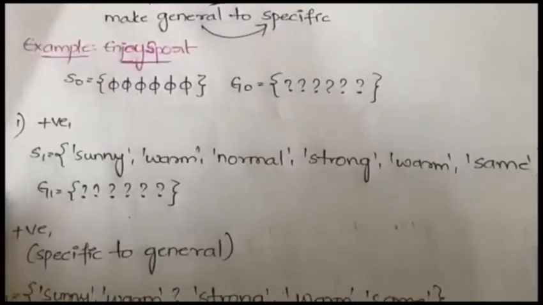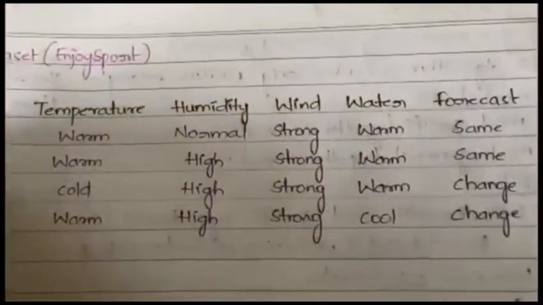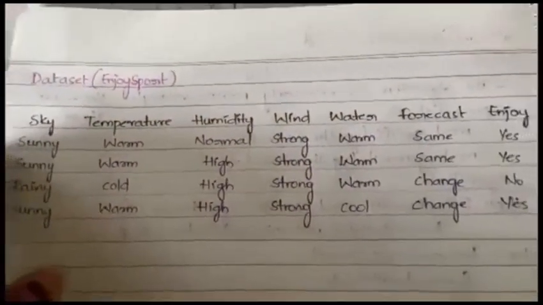So in this example, if you see, we have 6 attributes, right? 1, 2, 3, 4, 5, 6 attributes, and this is the decision value, which you will not consider as an attribute. So apart from this, you have 6 attributes. Therefore, you need to take 6 symbols. That is the reason why you are taking 6 phis and 6 question mark symbols.